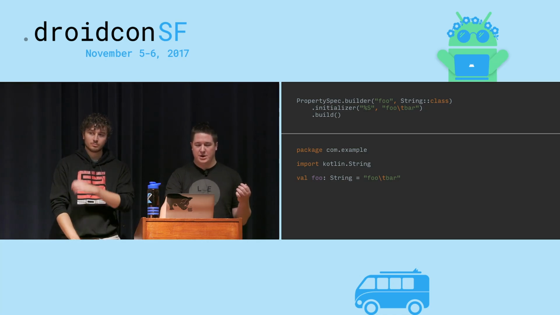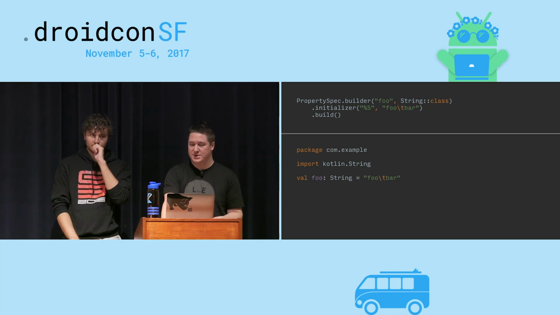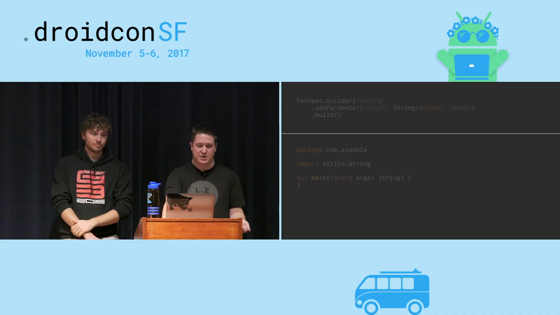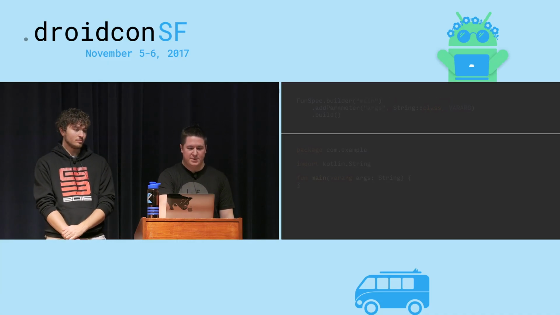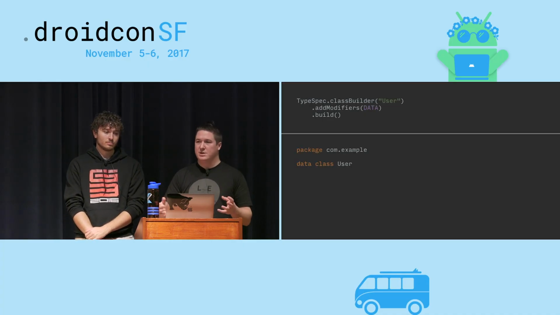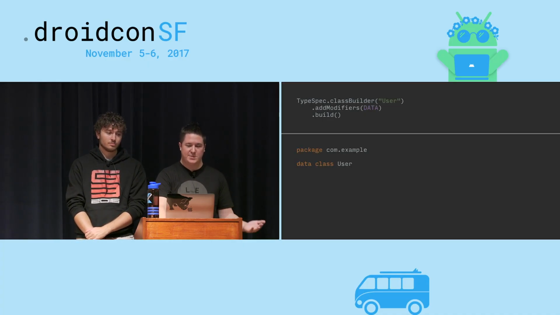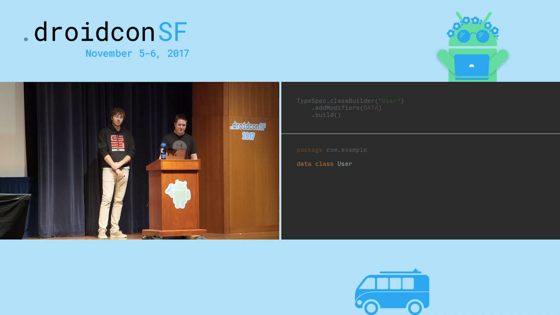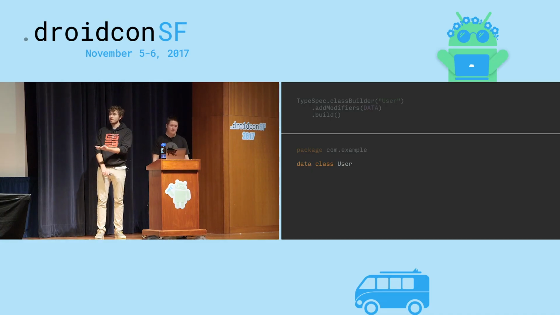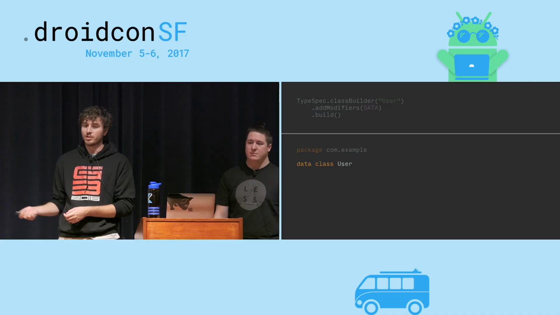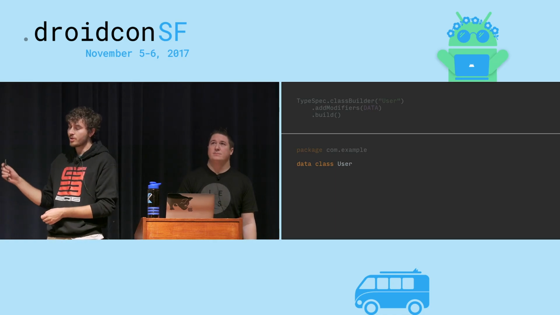So aside from property specs, there's a few other specs for different language constructs. If we want to model functions, we have a function spec. If you want to model types and classes, interfaces, we have a type spec. The interesting thing about this is that we're generating something that actually won't compile. This was a philosophical decision from Kotlin Poet, that we are going to generate code for you, even if it won't compile, and instead lean on Kotlin C to fail when you try and run this code.